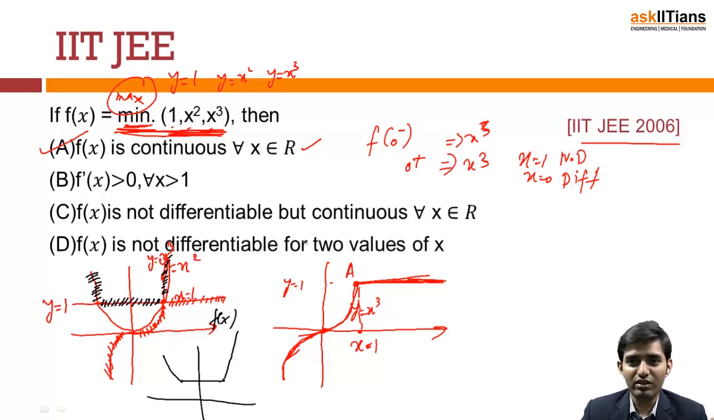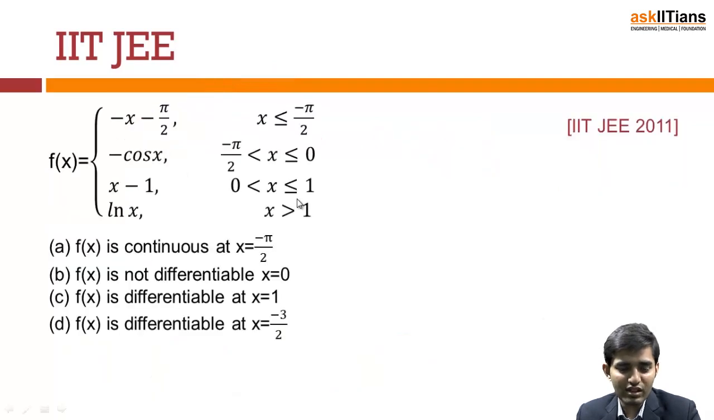Again, this was based on the graphical interpretation of the graph. So it shows that in the IIT JEE exam, graphical interpretation is very necessary. If you can plot the graph of any function, then you can tell about continuity, differentiability, at which point it is differentiable, which point it is discontinuous. All this information can be given from the graph itself. Okay, let's see the next question.